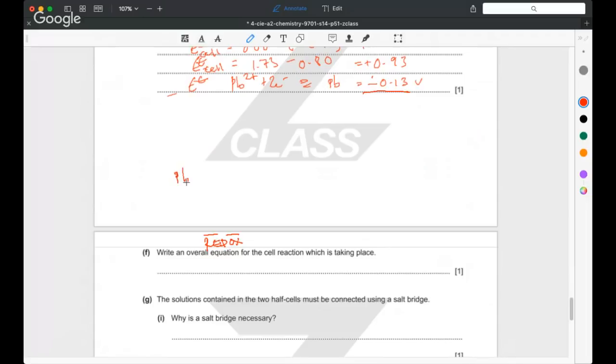So this is the one that we just identified. You've got lead 2 plus 2 electrons, its equilibrium, its reduction to lead. And then you've got your silver. It's only got a 1 charge there, hasn't it? So it only has 1 electron and its reduction to silver. And we just calculated that that's negative 0.13 volts. And we were told earlier on that that is plus 0.8 volts.